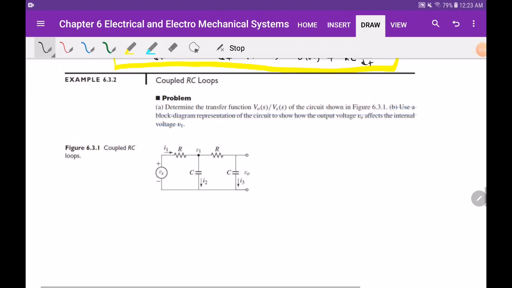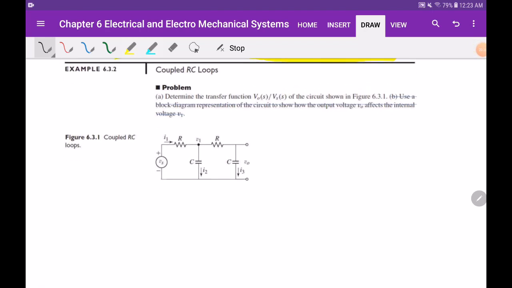In the next example, 6.3.2, this is a book example. Look at this. I got rid of the block diagram representation of the circuit. Okay, let's do the first part. It says determine the transfer function.